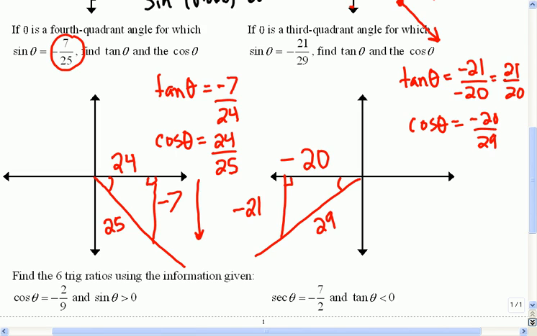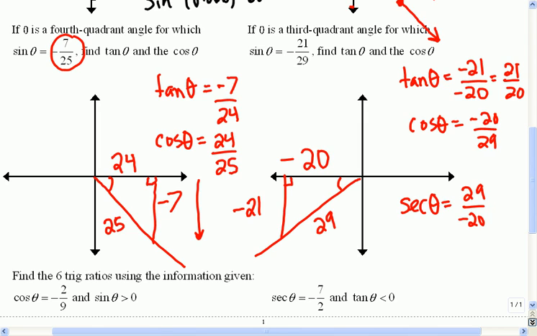But you are going to have to be comfortable with doing the reciprocal ratios. So let's just see if you remember how this goes. Perhaps in this last question, let's say we were asked for the secant. What would the secant ratio be in this last question here? Yeah, it would be 29 over negative 20. It's the reciprocal of cosine.